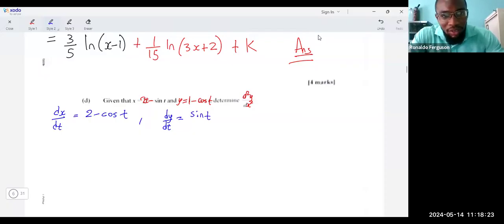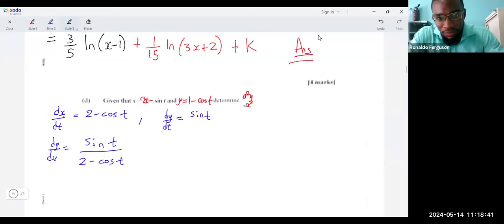All right. And then we have to remember that dy over dx is equal to dy over dt over dx over dt. Cool. So now we need to find the second derivative, d2y by dx squared. Now there's a formula you're going to have to know.